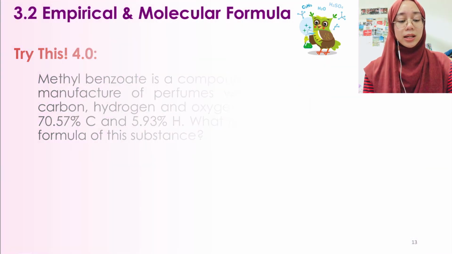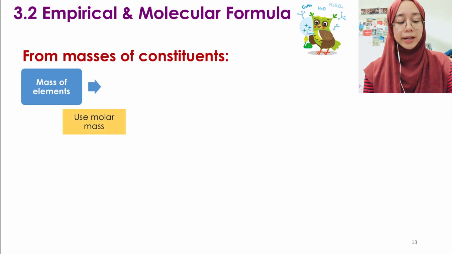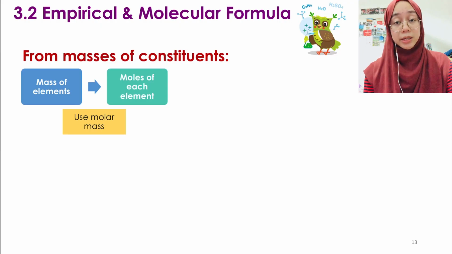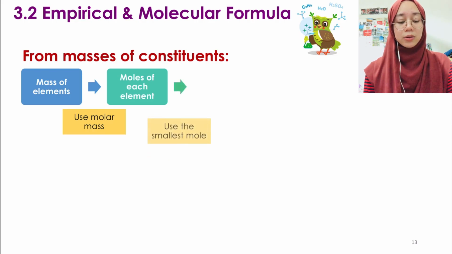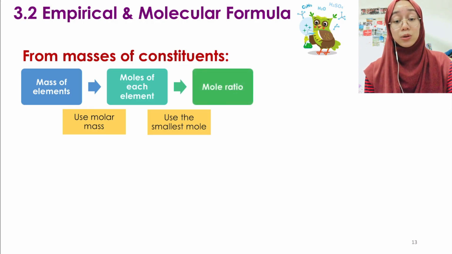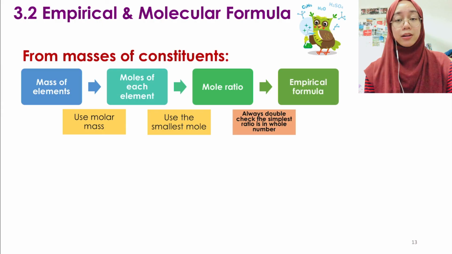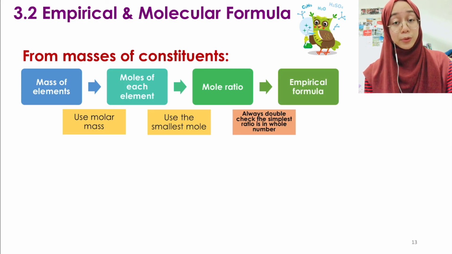Okay, so basically class, in conclusion, if you are given a masses of constituents, so from the mass of element, what you can do next is, by using a molar mass, you can look for the moles of each element. Okay, and then daripada moles of each element pula, so use the smallest mole pula for you to look for the mole ratio. Okay, in order for you to get the simplest whole number ratio, and then you can look for the empirical formula. Okay, and always double check whether the simplest ratio is in whole number ataupun tidak.